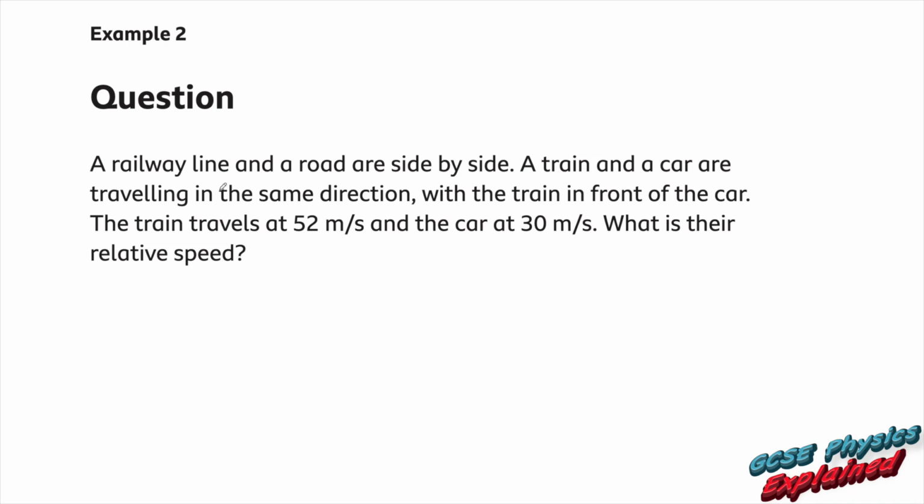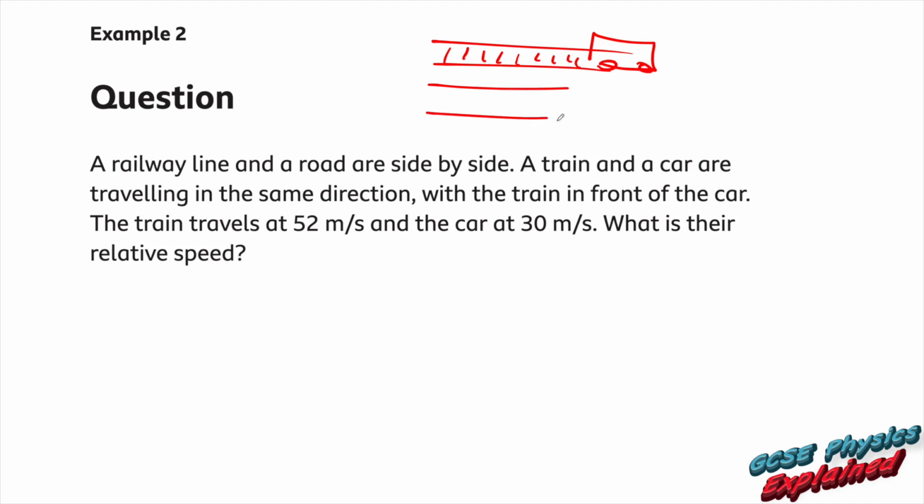Right, what about this? A railway line and a road are side by side. A train and a car are travelling in the same direction with the train in front of the car. The train travels at 52 meters a second and the car at 30 meters a second. What's their relative speed? Right, so here's the train track. Boom, boom, boom. There's the train there. Right, who cares? That's rubbish, but who cares? And then there's your road there. Why does the road stop? I don't know. Right, and the car is there.